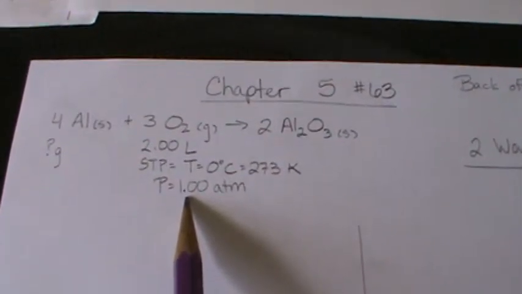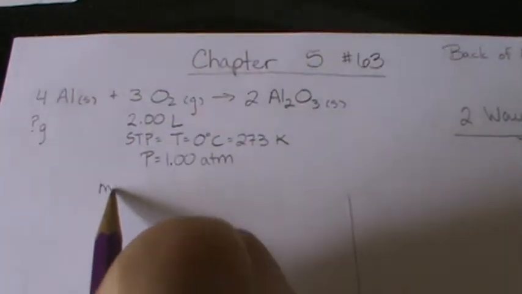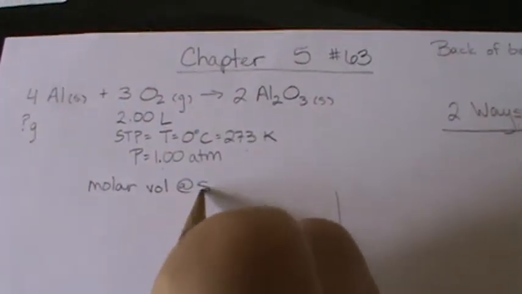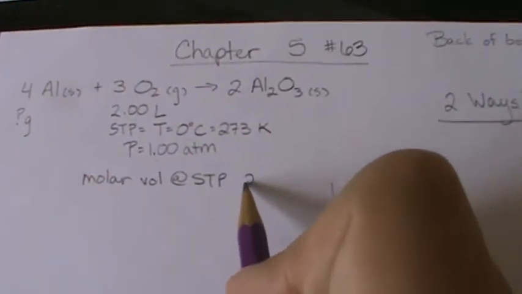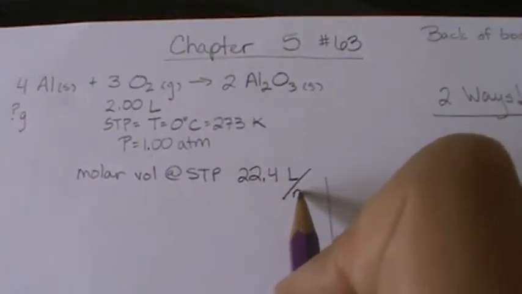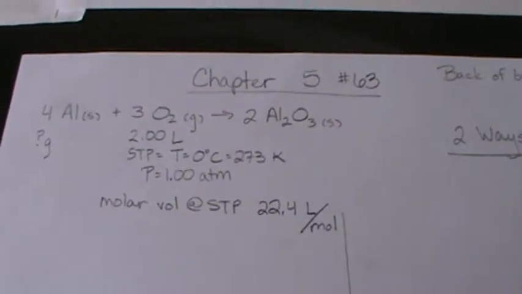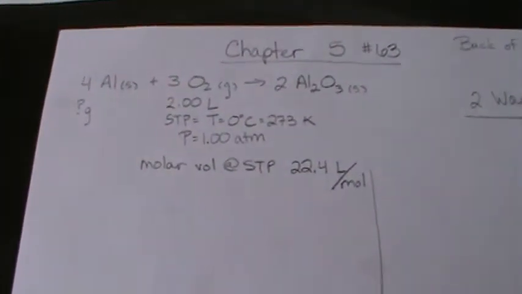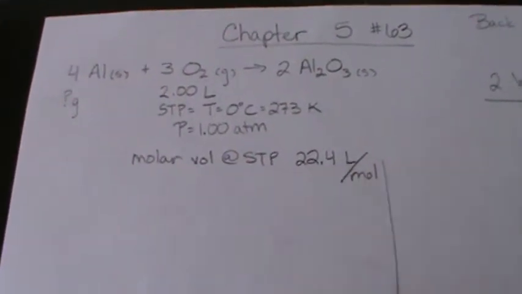When this happens, we have what's called the molar volume of a gas. The molar volume of a gas at STP is always, and you should remember this from class, 22.4 liters per mole. That means for every mole of gas we have 22.4 liters. So what we can do is a stoichiometry based on this information.